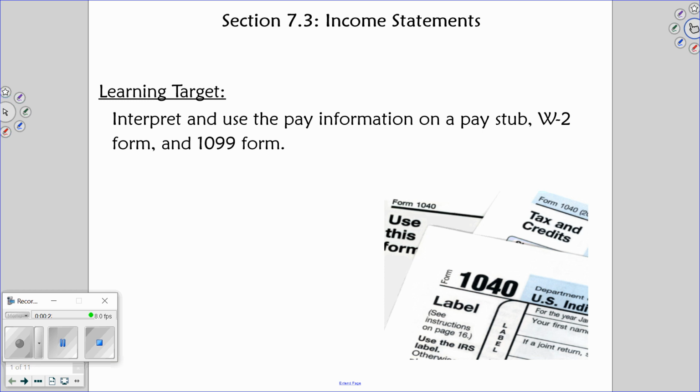For those of you who've never seen any of that come home from working jobs, this is going to be very brand new for you guys. But our goal for today is to interpret and use pay information on pay stubs, W-2s, and 1099s. So we're going to look at some of those different tax forms that you get every year.